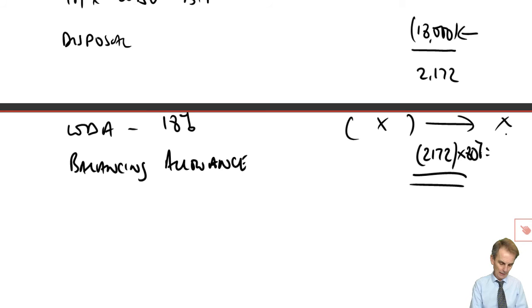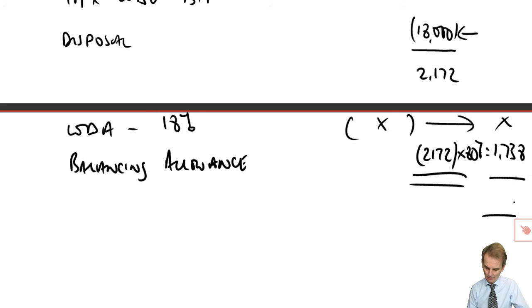2172 times 0.8 equals, I make that 1,738. Now, as a balancing allowance there, that 1,738 would be added to the figure of our capital allowances on the main pool, and you just add through and get your total allowances there. That would just be treated as a normal capital allowance, a final balancing capital allowance to finish off the ownership of that particular asset.